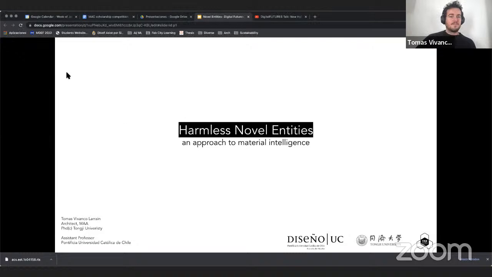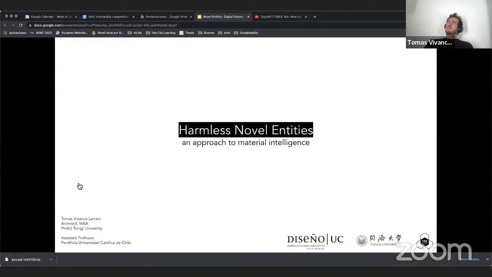Well, even though we didn't plan this, probably I will start linking my presentation with what Guillermo and Sebastián just said about the impact of the things, or the actions, that we have in our direct environment. So I will talk about novel entities, about how we can maybe design or approach a novel entity through material intelligence.